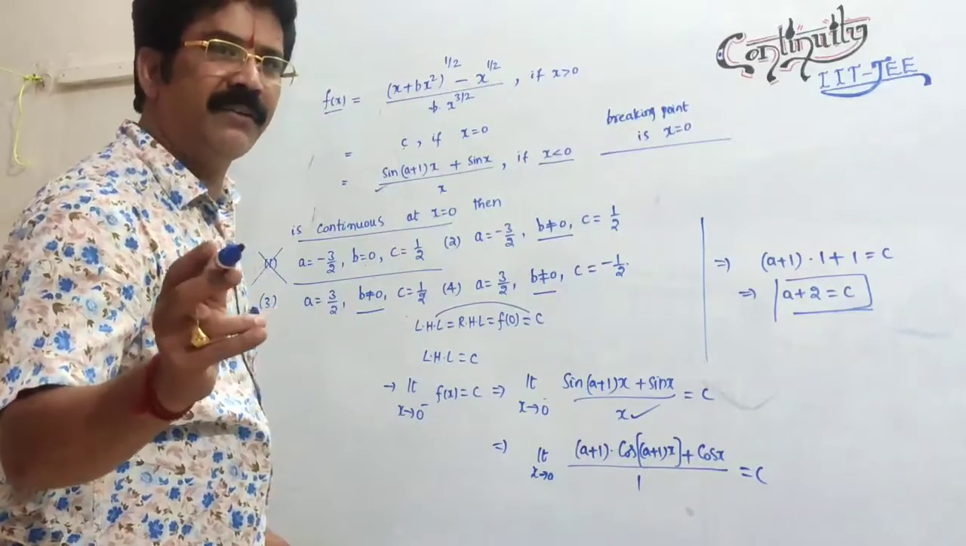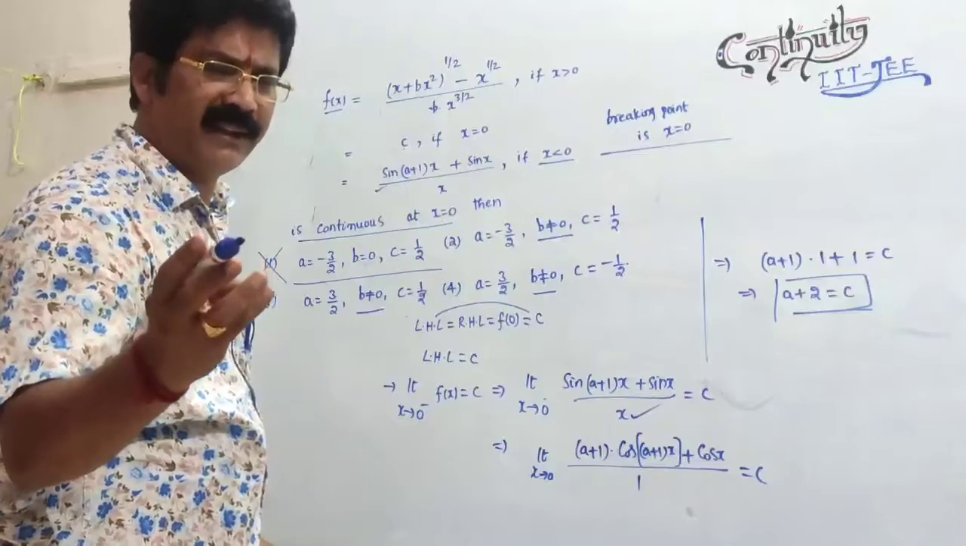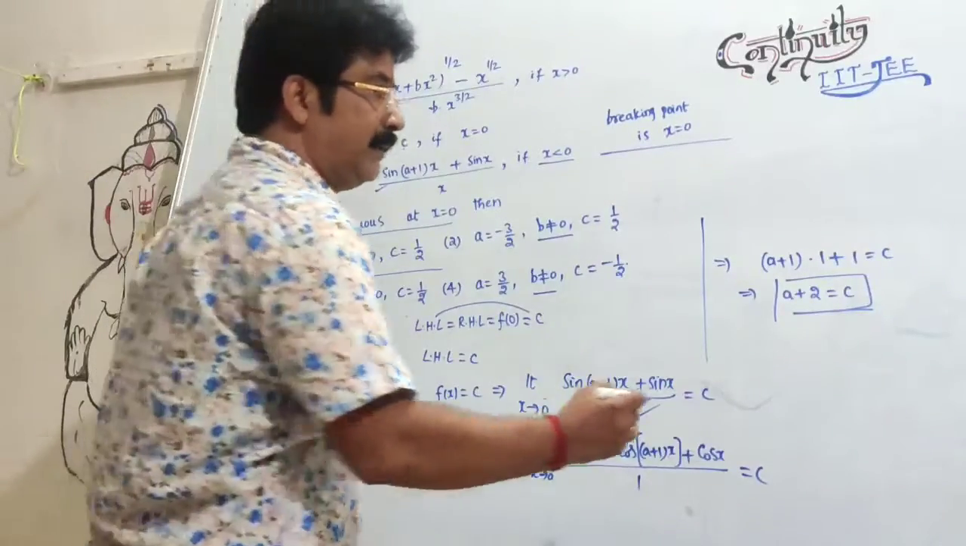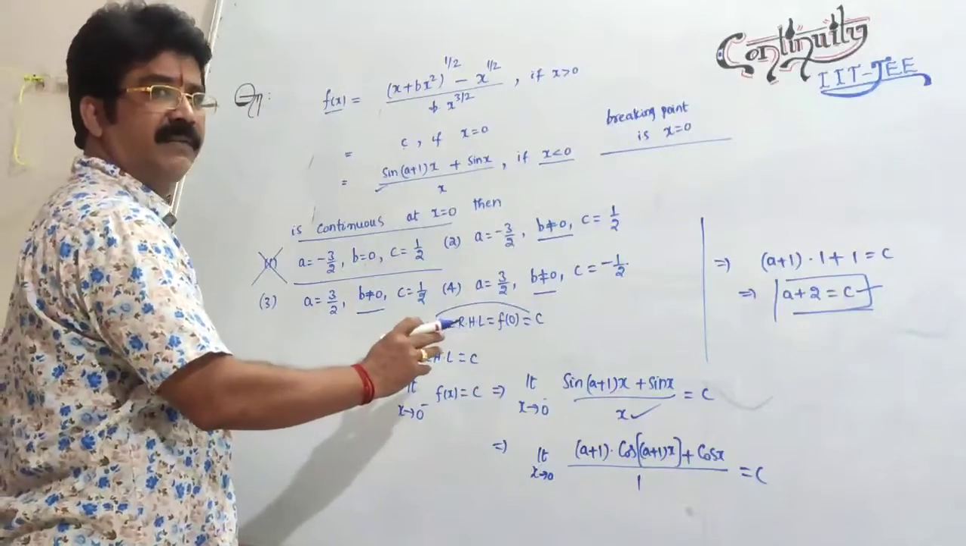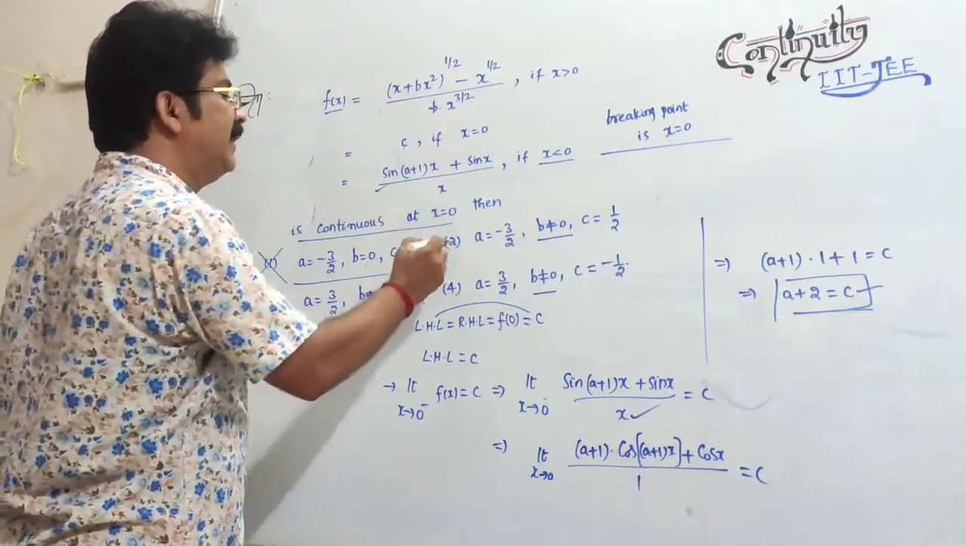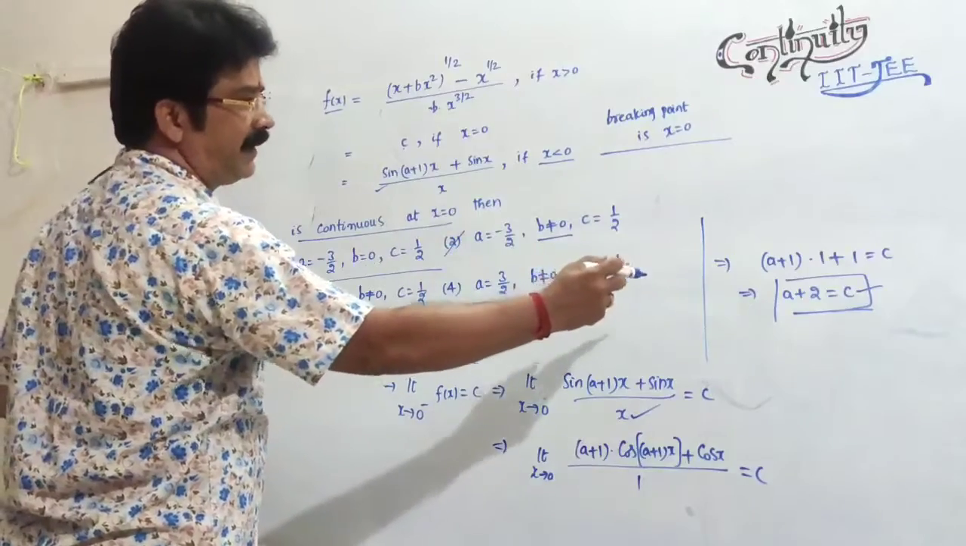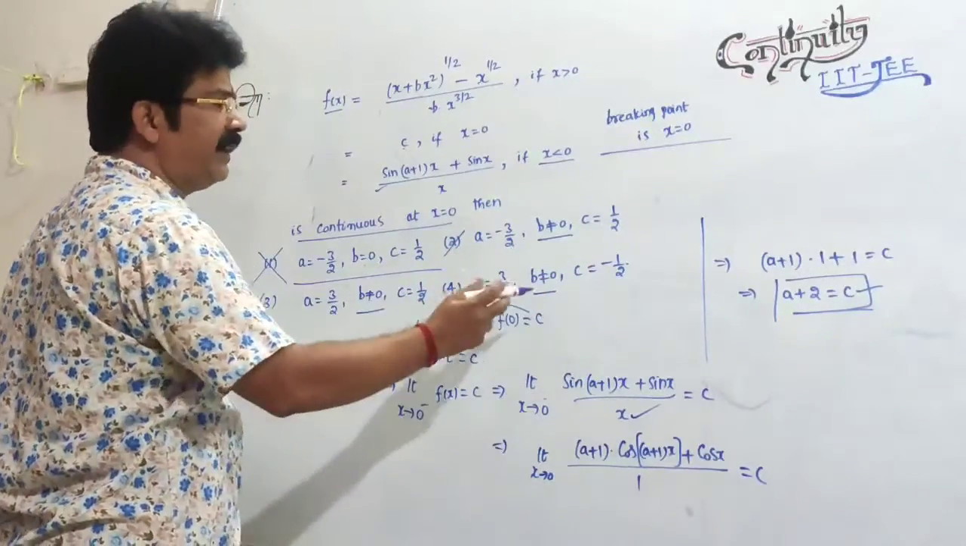So our required answer will be in the second, third, fourth options. But we have one equation. Let us verify that equation in the three options, and clearly we see that the second option is verified for a plus 2 equal to c. You can verify at your home.